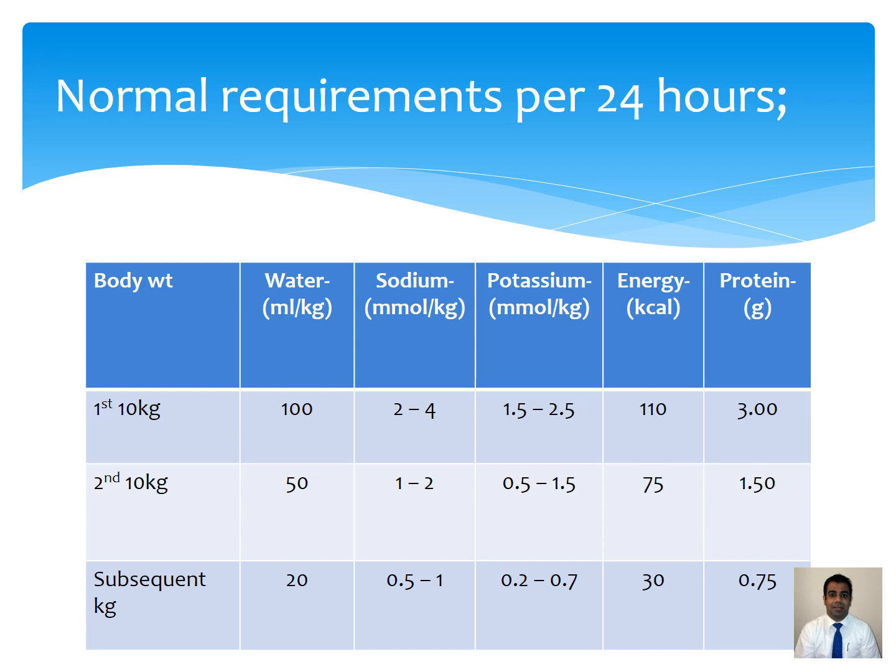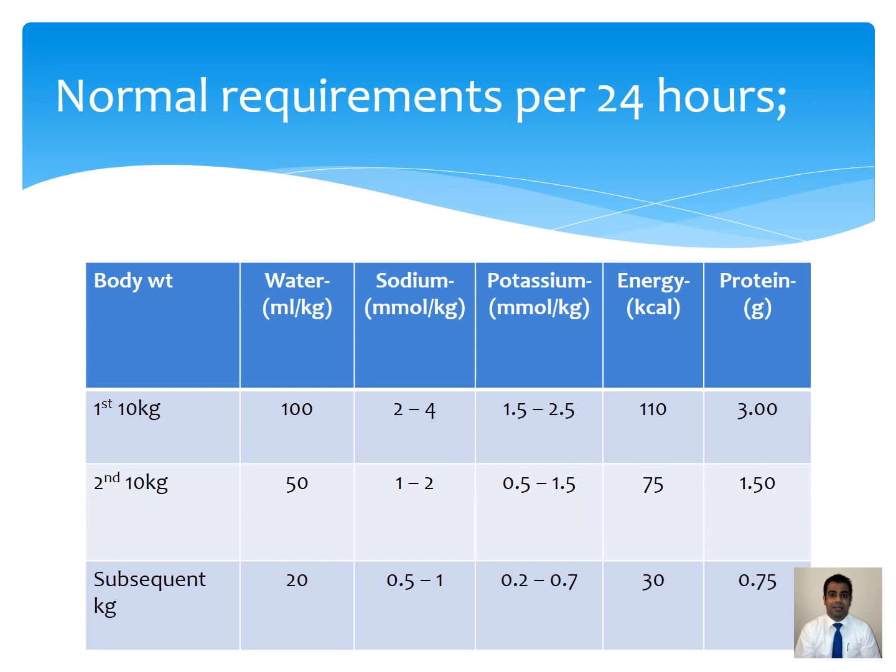So what are the normal requirements of a child in the first 24 hours? First, let's deal with fluid, water. So the fluid requirements are basically calculated according to what is called the holiday formula, where we give 100 ml per kg for the first 10 kilograms, followed by 50 ml per kg for the second 10 kilograms, that's from 10 to 20, and for every subsequent kilogram we add 20 ml per kg. We'll move on to an example to make this clearer.